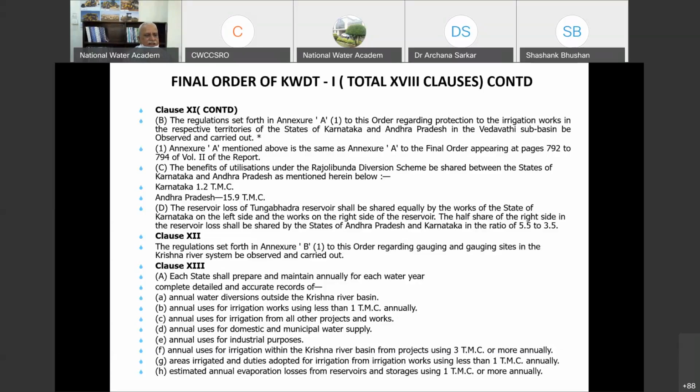They have also directed that each state shall prepare and maintain annually for the water year complete, detailed and accurate records of annual water diversions outside Krishna River basin, annual uses for irrigation using less than 1 TMC, and annual uses for irrigation, all other projects and works, annual uses for domestic and municipal water supply, annual uses for industrial purpose, annual uses for irrigation within the Krishna River basin from projects using 3 TMC or more, areas irrigated and duties adopted for irrigation from irrigation works using less than 1 TMC annually, estimated annual evaporation losses from reservoirs and storages.